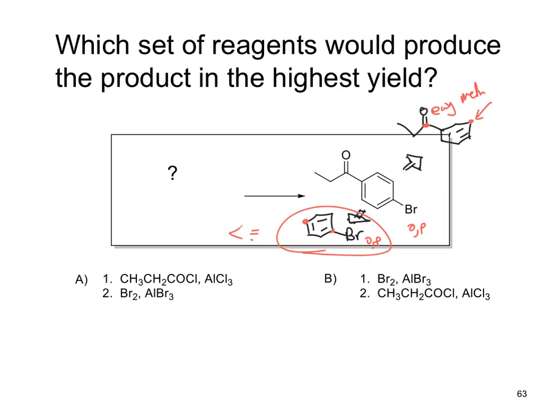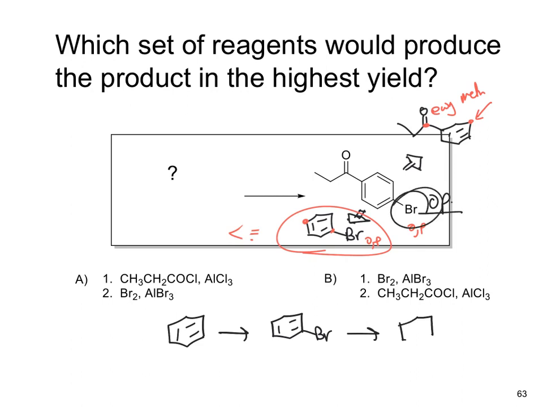So you start with benzene. Okay, and the first thing you want to do is put the bromine group. And since that's ortho-para, because these are ortho-para, you want to do an ortho-para director first, and then you can do these. So what's the requirement here?